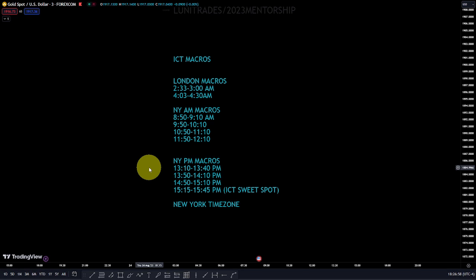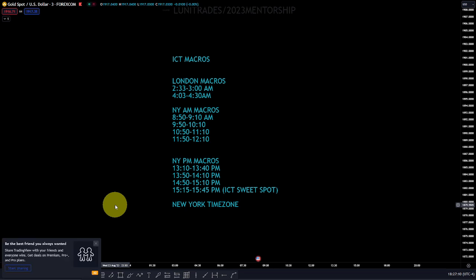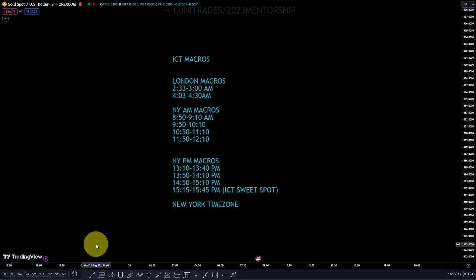And the ICT sweet spot is also a time I used to trade. I like trading it too, but not all the time. I like using it most during news days. I don't advise you to do this, at least if you're a new student. But if you're not new and you just want to experience or explore the market, then you can trade the ICT sweet spot.